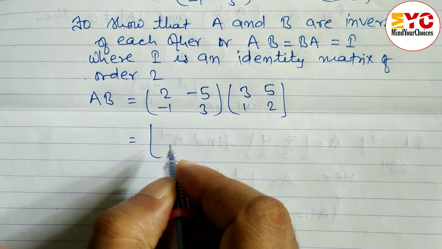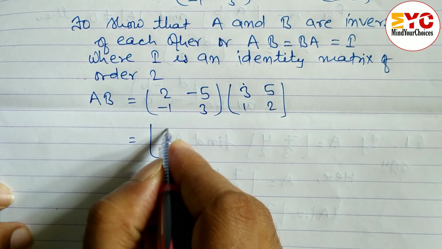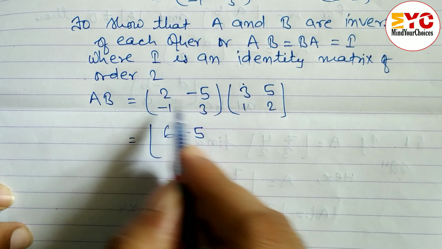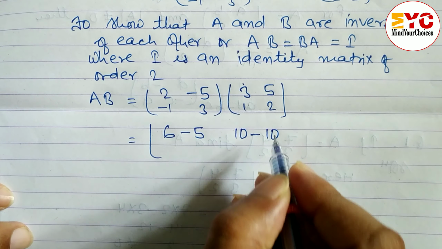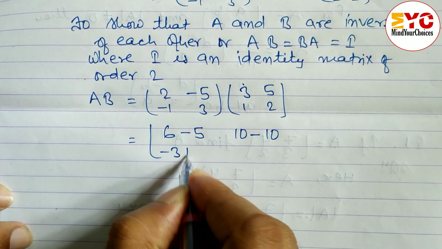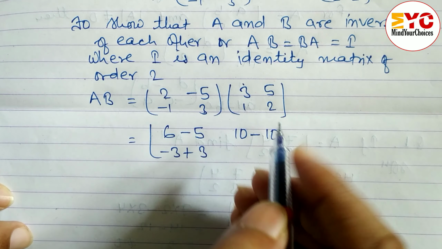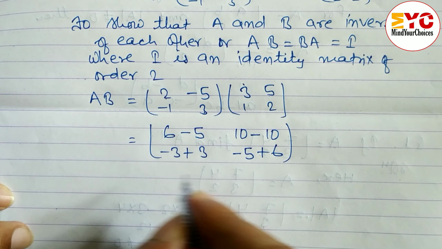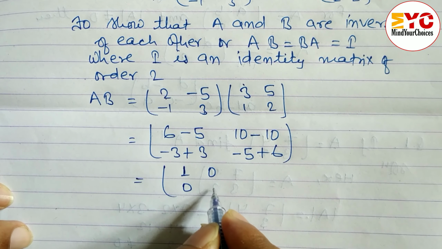Let's multiply this one. I'm going to multiply directly. Row into column: 2 into 3 is 6, minus 5 into 1 is minus 5. Now row into second column: 2 into 5 is 10, minus 5 into 2 is minus 10. Again second row first column: minus 1 into 3 is minus 3, plus 3 into 1 is 3. Again second row second column: minus 1 into 5 is minus 5, 3 into 2 is plus 6. Now when you solve this, what we get here: 6 minus 5 is 1, 10 minus 10 is 0, 0, 1.